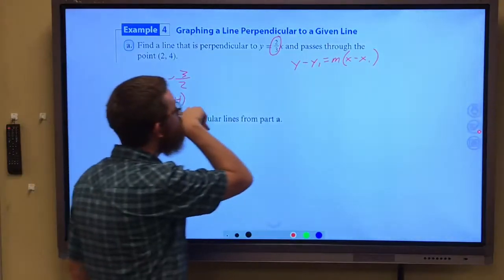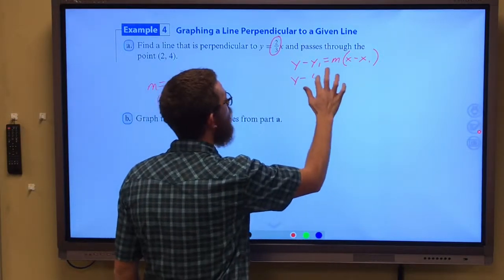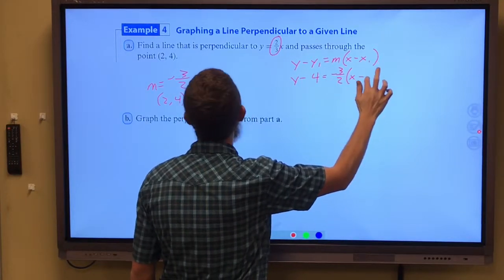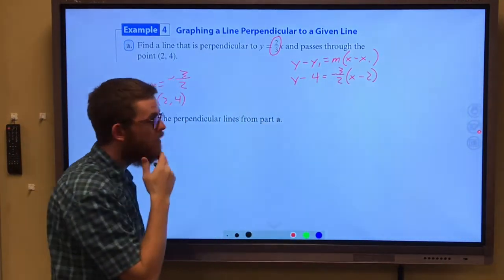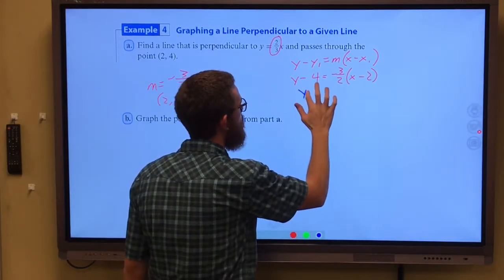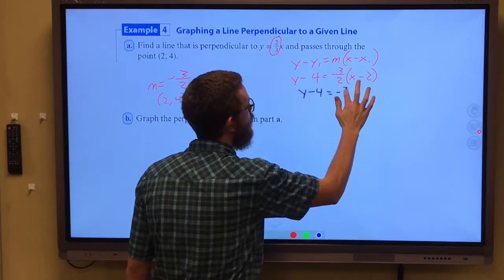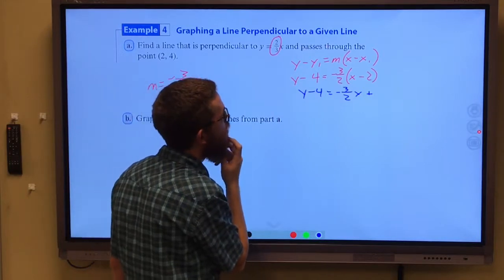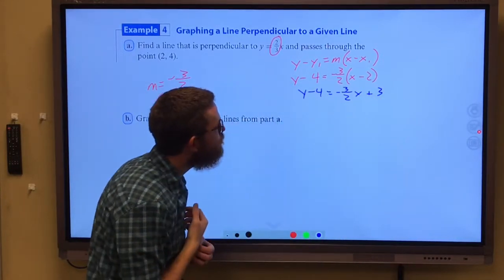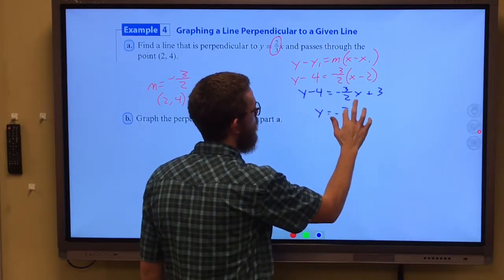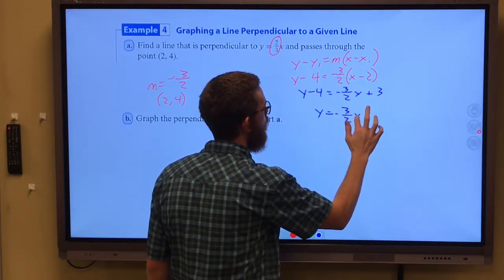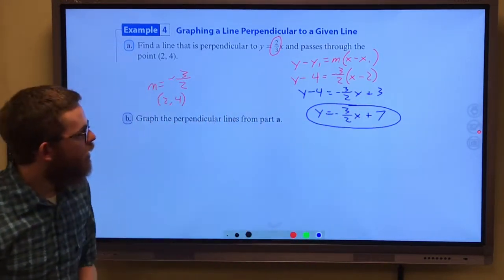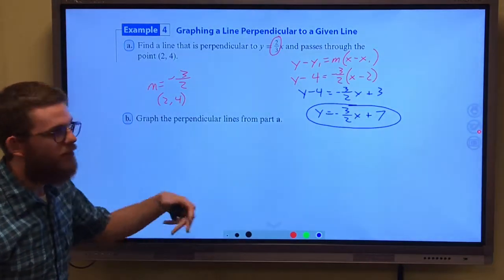I plug all these things in. y minus my y-coordinate equals my slope, which is negative 3 over 2, times x minus my x-coordinate. And I work this out. Distribute that negative 3 over 2. It becomes a positive 3. And so the equation of my line is y equals negative 3 over 2 x plus 7.